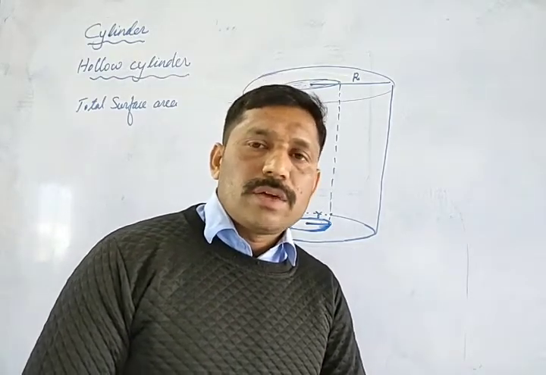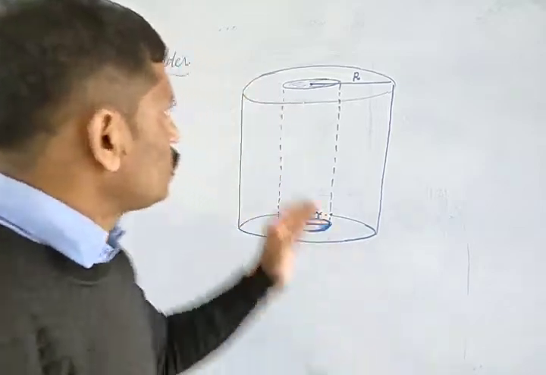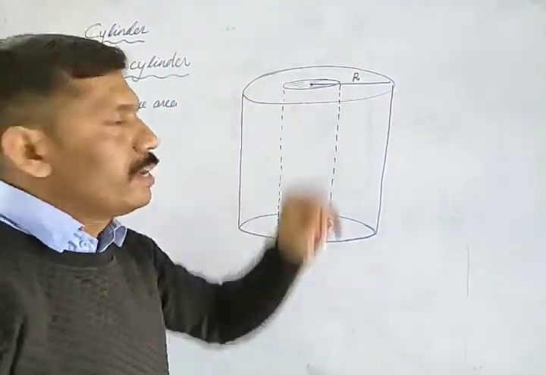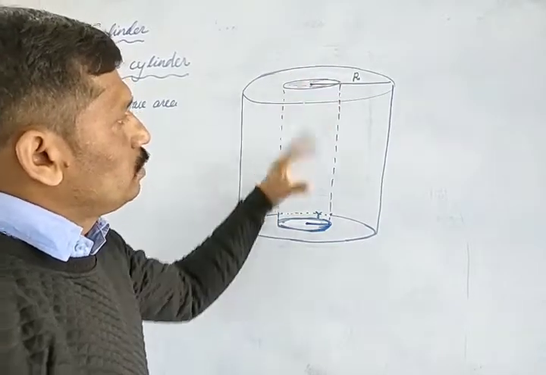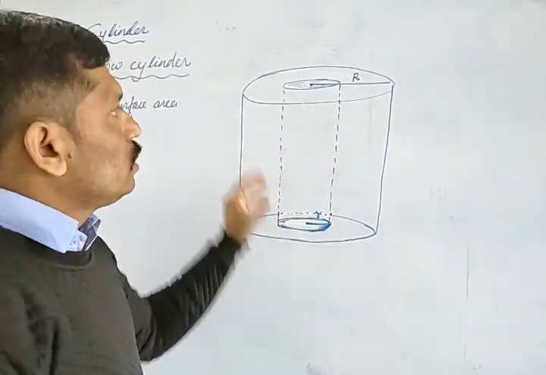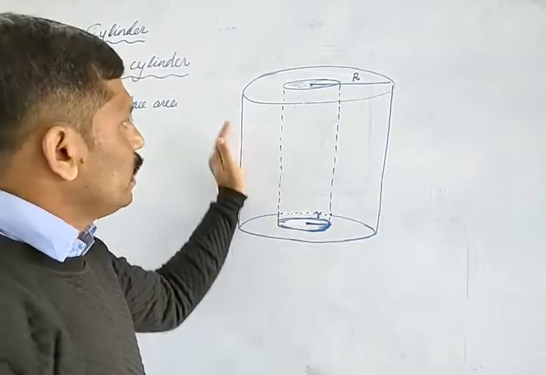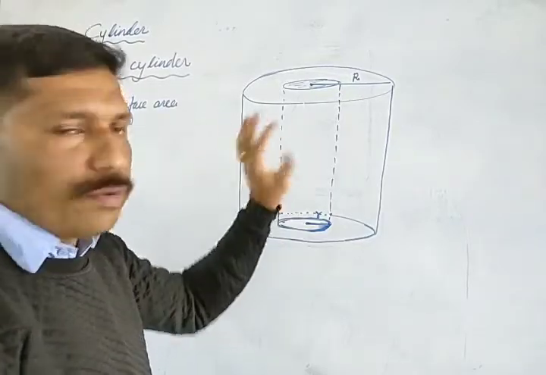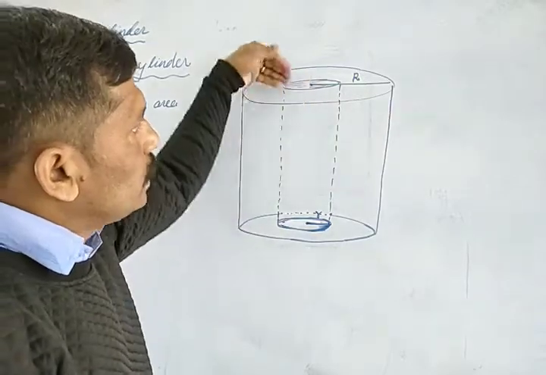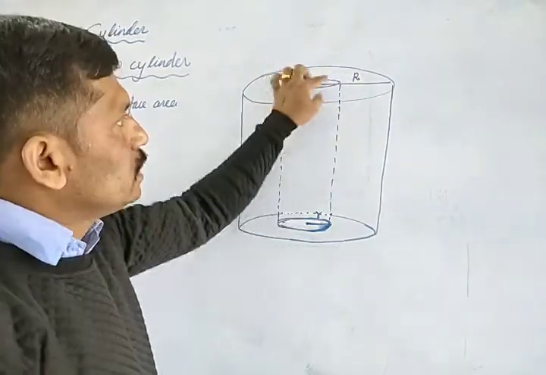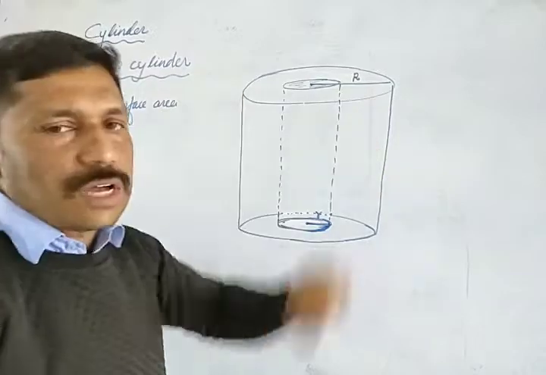What is the total surface area of a hollow cylinder? As you can see in the figure here, the inside part of this hollow cylinder is a hole, empty space. So the total surface area of a hollow cylinder includes two curved surfaces: one is the external, outside curved surface, and the other is the internal curved surface inside it.